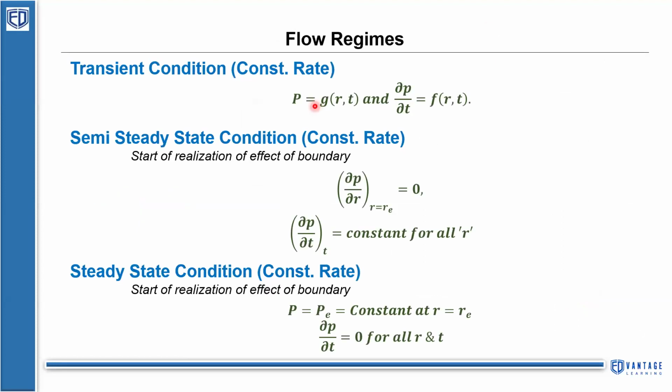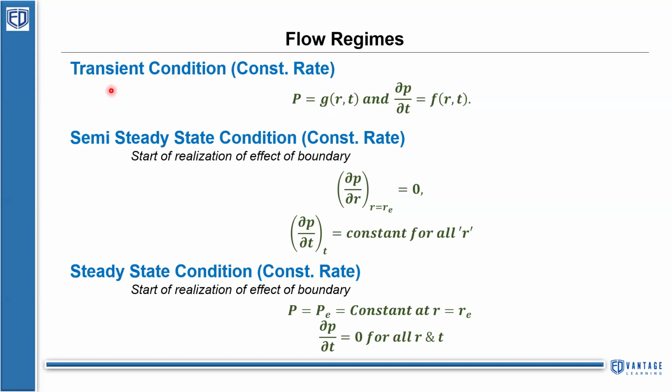So if you look at the flow regimes, that is very important for designing a well test or to understand the physics behind well test. So we'll generally have three conditions: the transient condition, semi-steady state condition, and steady state condition. In the three conditions, we try to generally maintain constant rate, but in the difference between these three conditions, the pressure response, the pressure, is what is actually important to us.